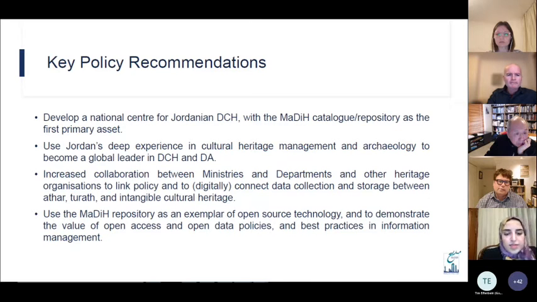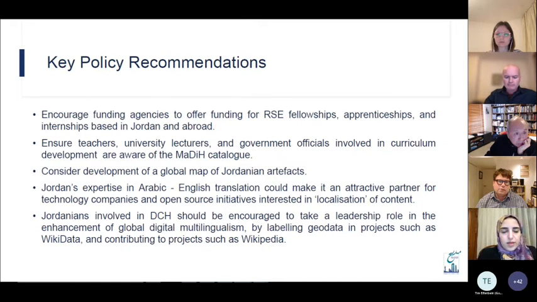The MaDiH repository is an example of open source technology, and this is something very important in Jordan because the government is now moving forward with open technology, open access, and transparency with the people. Funding agencies can also support the research software engineering students in Jordan and abroad, and to study abroad maybe. We have to ensure that the academic community is aware of the MaDiH catalog and is involved in the curriculum development at the educational level.